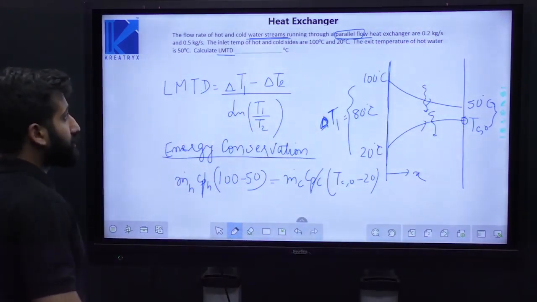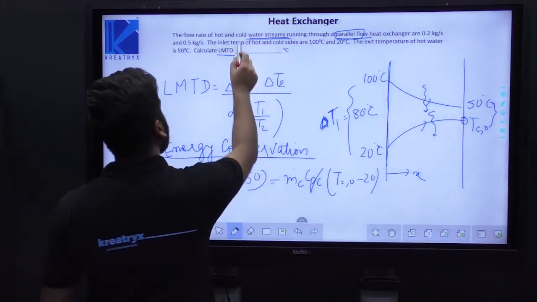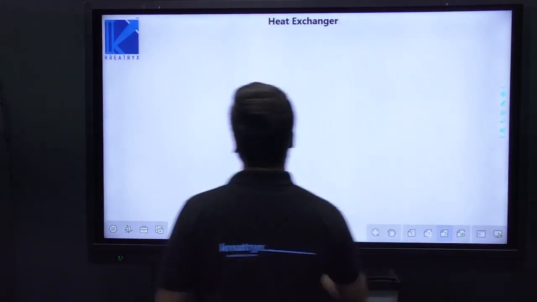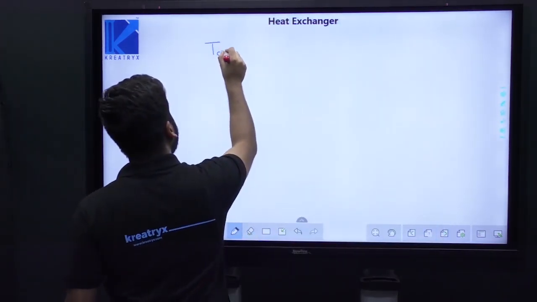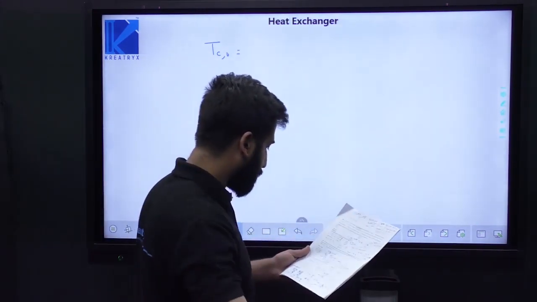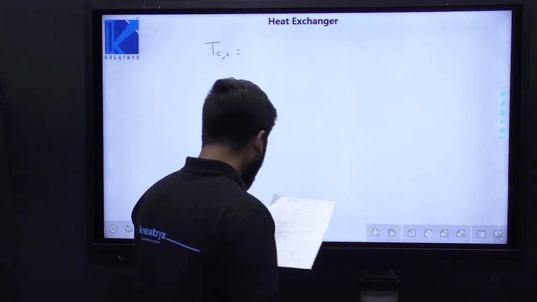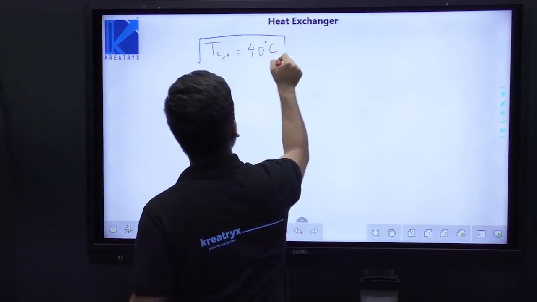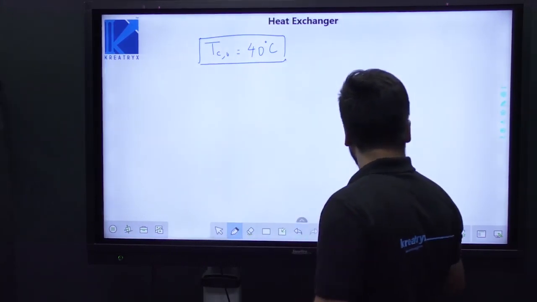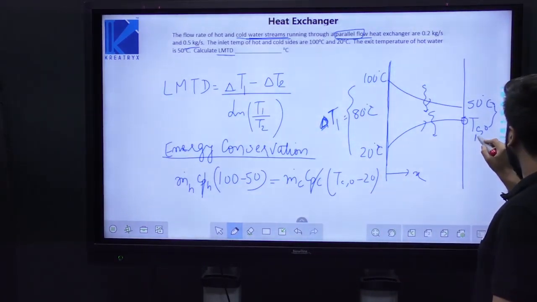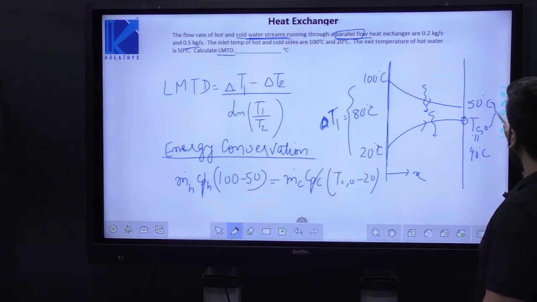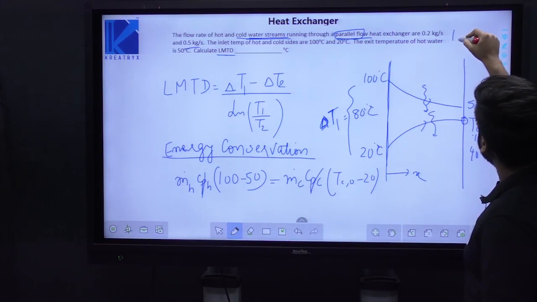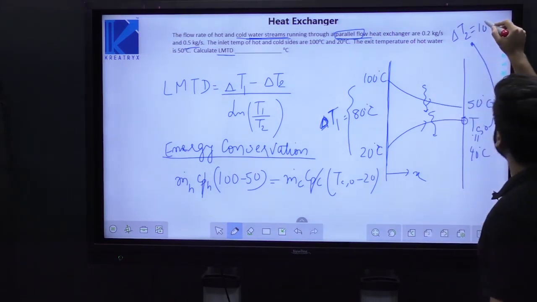M dot h is 0.2 kilogram per second, and cold water is 0.5 kilogram per second. Put the values, you will get the outlet temperature of cold fluid, this will be 40 degrees Celsius. Yeah, this is 40 degrees Celsius. So when this is 40 degrees Celsius, what is delta T2? What is delta T2? Delta T2 will be 10 degrees Celsius.